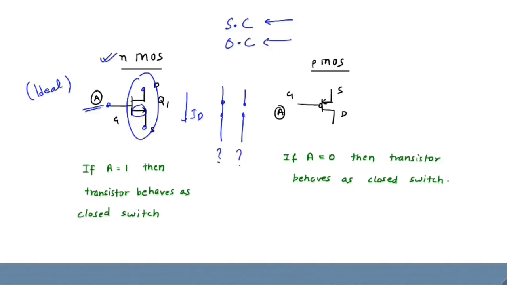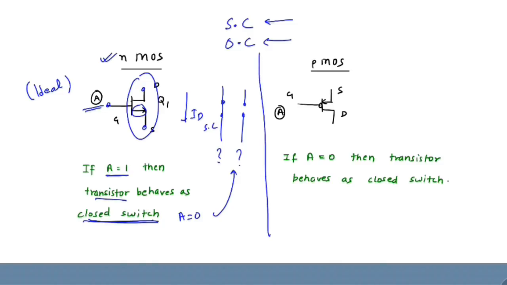In the practical condition, we will see in the later slide what will happen if we are dealing with the practical conditions. So what you have to do, if you are making your input as 1 for the NMOS, then this transistor, because the NMOS basically means the MOSFET, which is a transistor. So if A is 1, then the transistor behaves as the closed switch. Now this is short circuit or closed switch, you can say. And if it is 0, then it will behave as the open circuit. So this is the case for the NMOS.